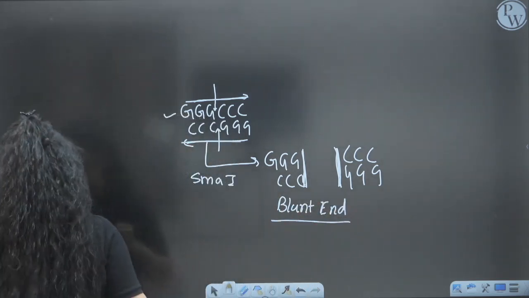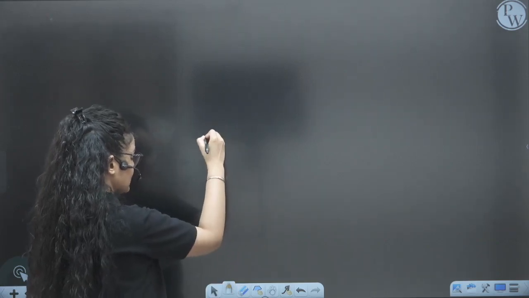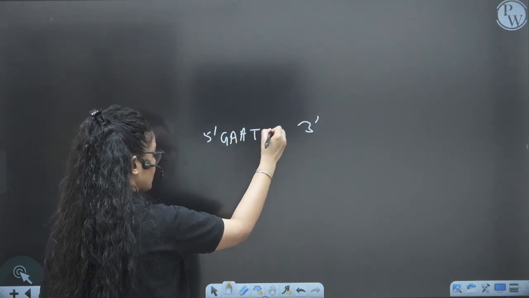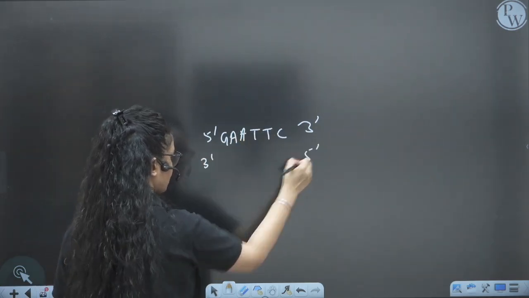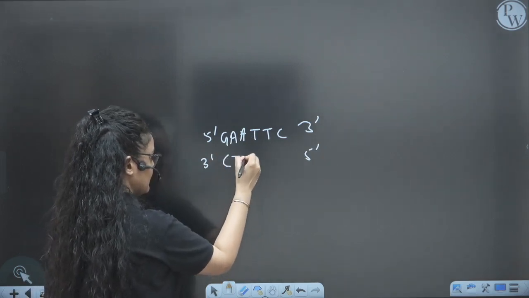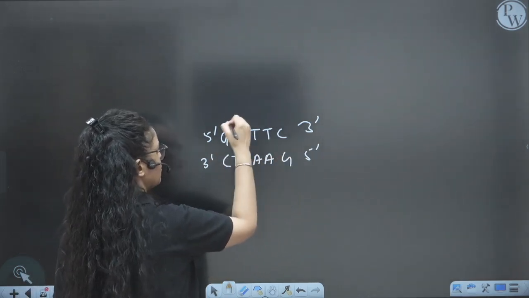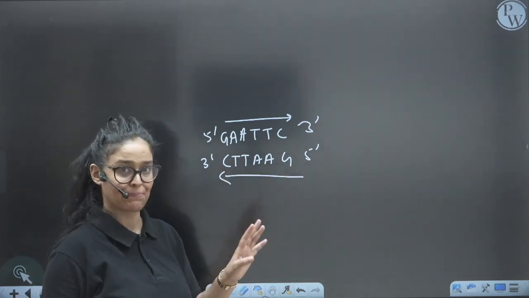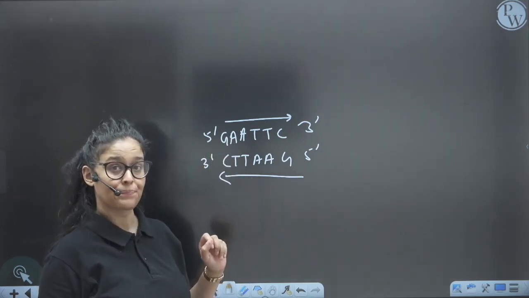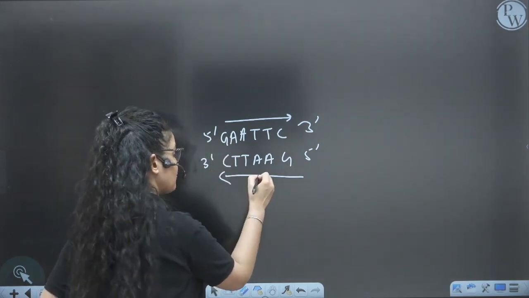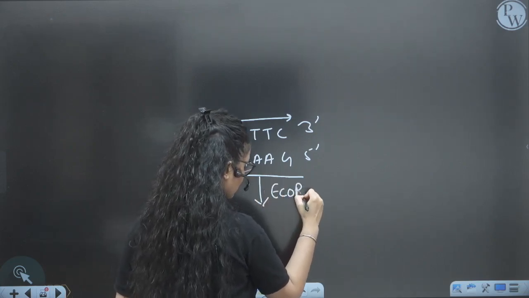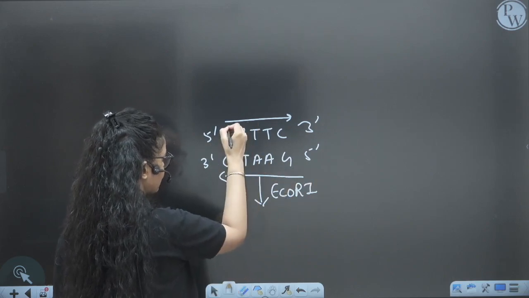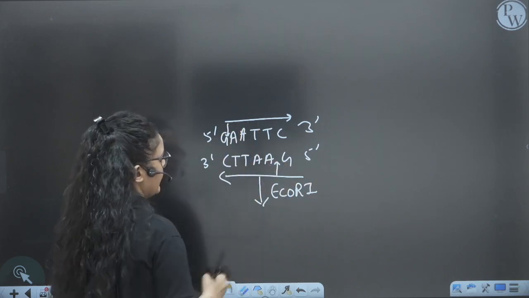When we talk about sticky end, the best example is 5 prime to 3 prime we have the recognition sequence GAATTC, and 3 prime to 5 prime CTTAAG, NEET question. So either you read it from this direction to this direction or this direction to this direction, they are the same in both directions. That means it is the palindromic sequence for the enzyme EcoRI. So EcoRI recognizes this sequence and it will cut away from the center. It actually cuts between A and G.